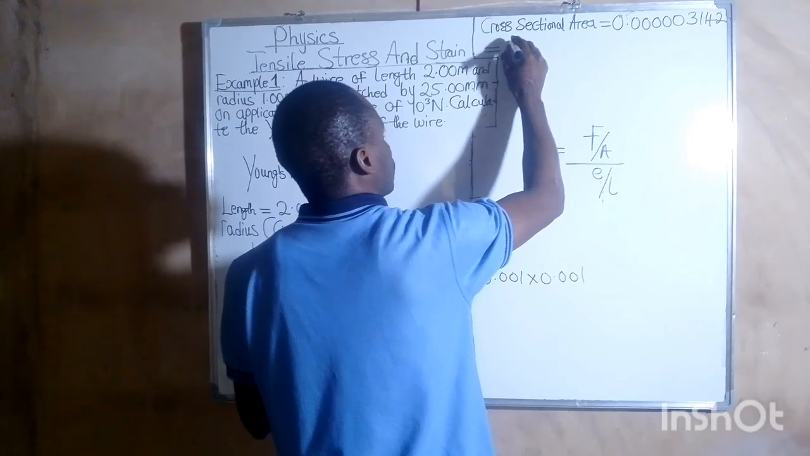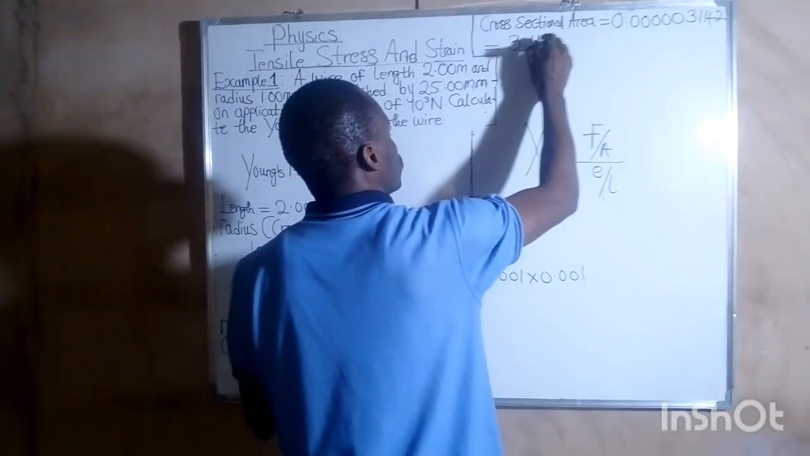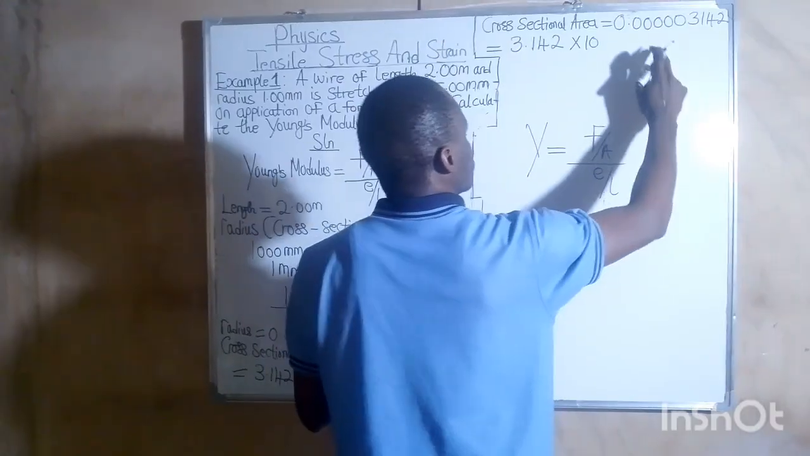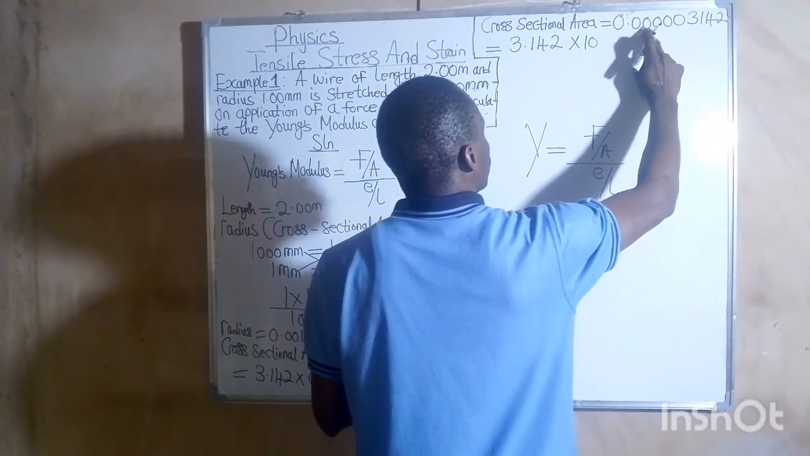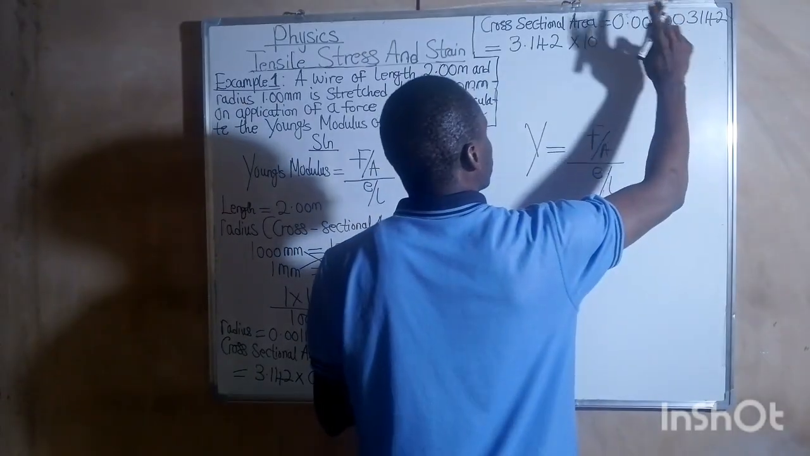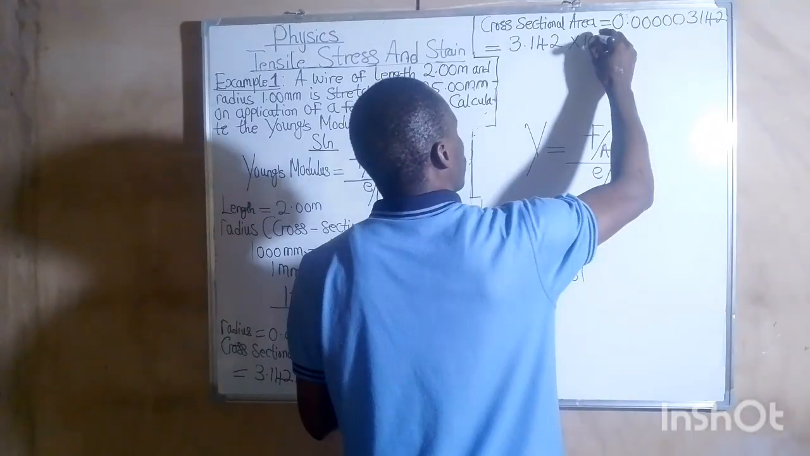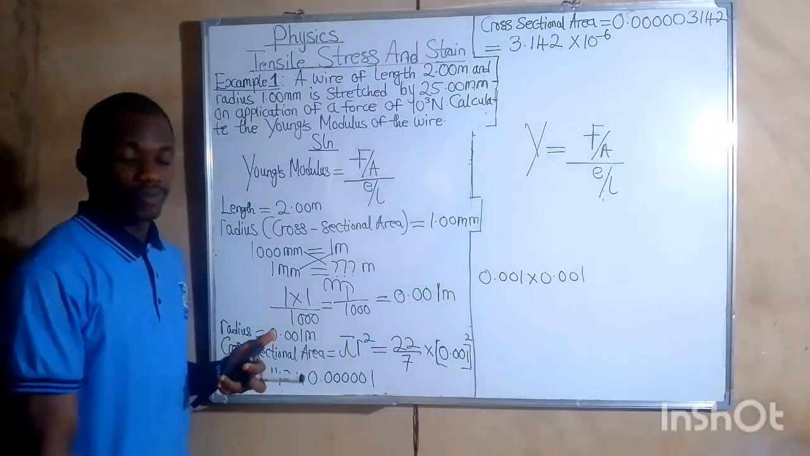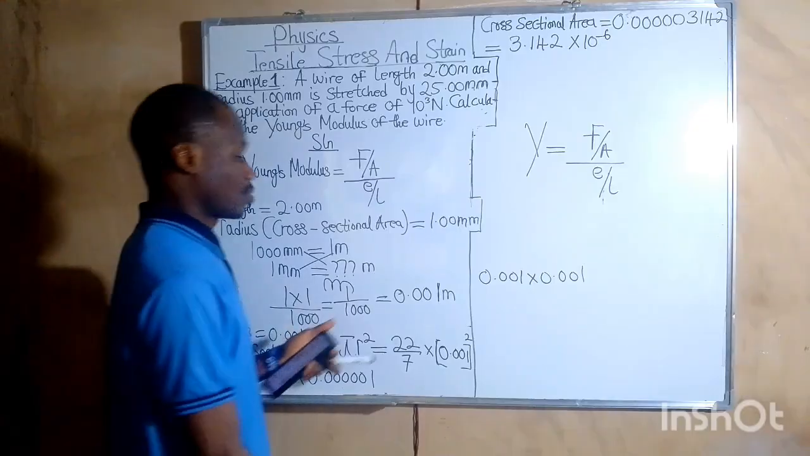So converting it to standard form will now be 3.142, right? Yeah. Times 10 raised to power 1, 2, 3, 4, 5, 6, right? Yeah. Times 10 raised to power minus 6. Good. So that's for that. Now we're going to continue.